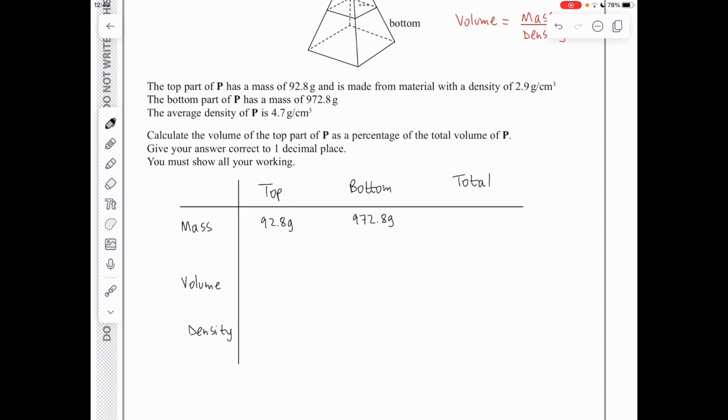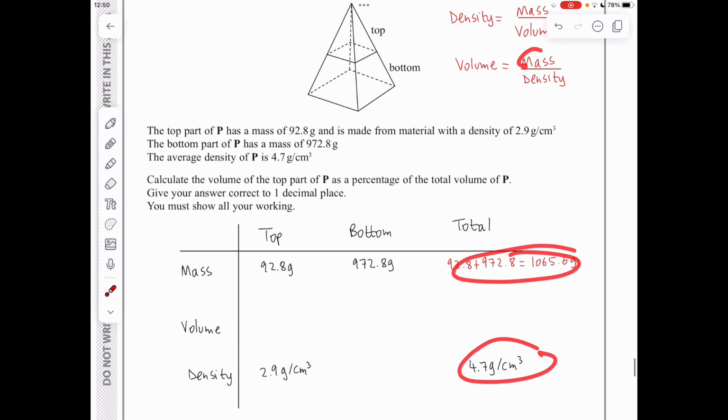We've got the density of the top part being 2.9 grams per cubic centimeter, and we've got the average density for the total, which is 4.7 grams per cubic centimeter. I can now proceed, first of all, by finding the total mass. I'm adding up the 92.8 and the 972.8. So 92.8 plus 972.8 gives an answer of 1065.6 grams.